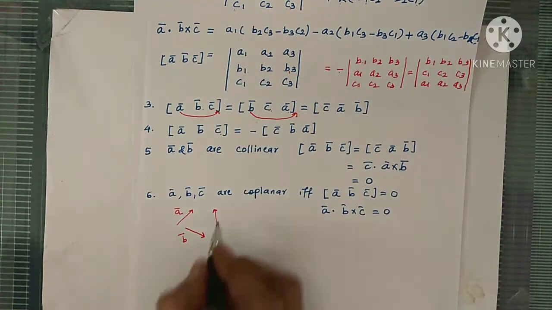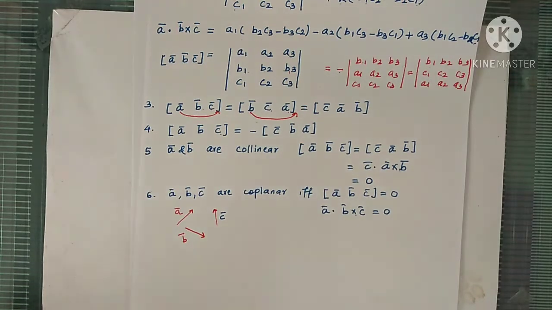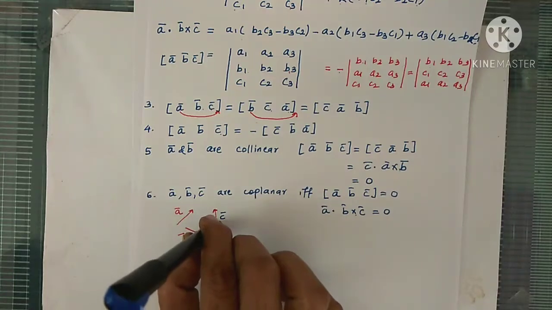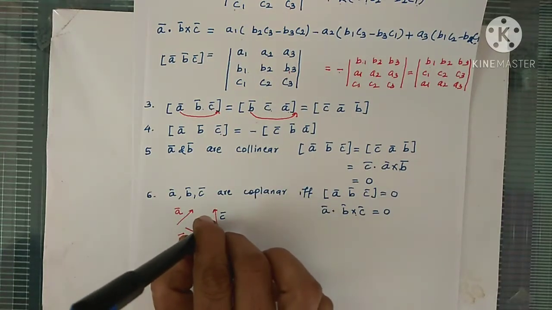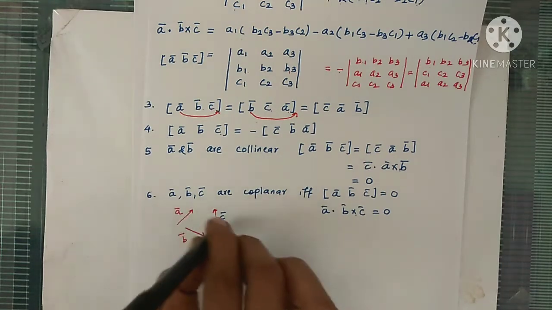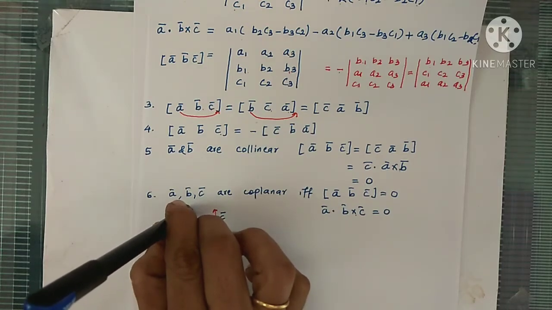Now if this is vector C bar, then B bar cross C bar is always perpendicular to the plane of B bar and C bar. So if we take B bar cross C bar, it is like this. It is perpendicular to the plane of B bar and C bar. That means it is perpendicular to every vector in the plane of B bar and C bar, and A bar lies in the same plane. So this B bar cross C bar is perpendicular to A bar.